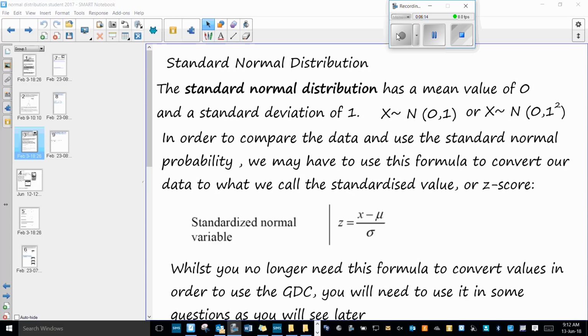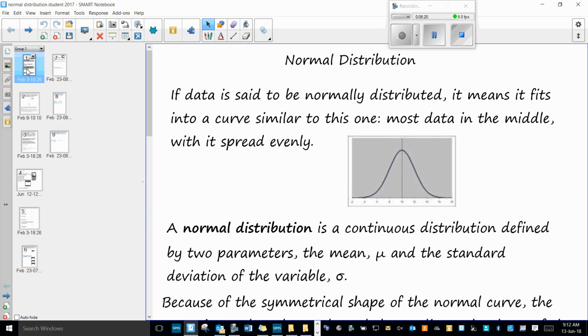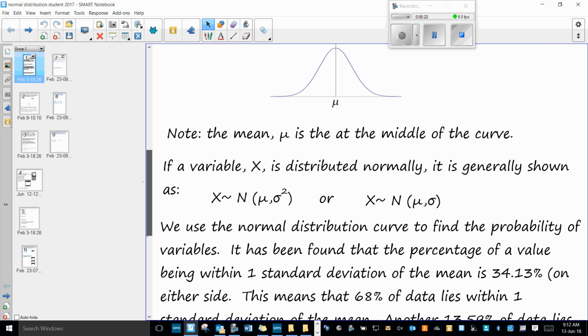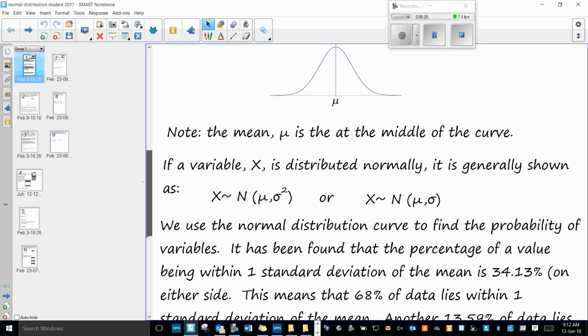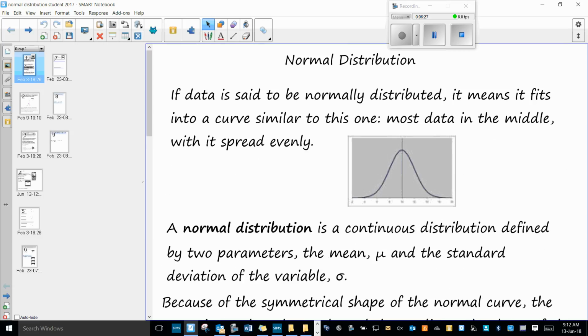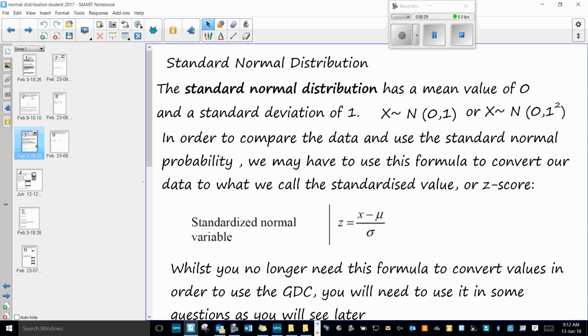Now, in normal distributions, we will be talking about x values. Okay, for standard normal distribution, whilst it says x there, we are actually talking about z scores. Okay, so whenever I talk about a z score, this z secretly represents the information that we're going to show on our graph.